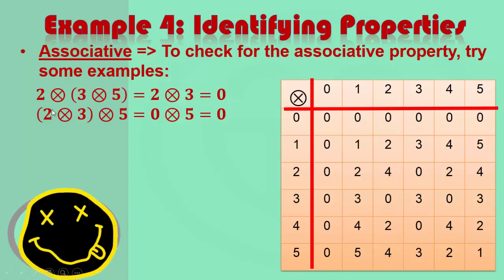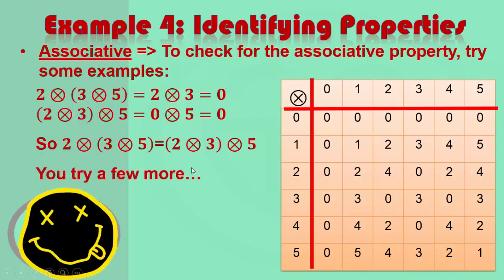Let's put the brackets here in the front. So I do 2 cross circle 3. So I have 2 cross circle 3, and I get 0, and then I do 0 cross circle 5. And here I go 0 cross circle 5, and I get 0. So in this case, associativity holds. Why don't you try a few more examples to see if it holds in other situations?